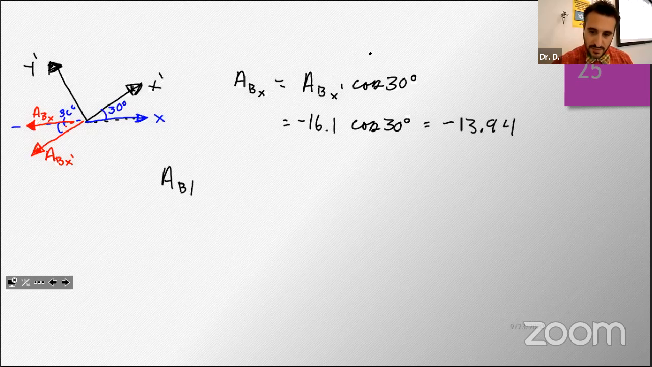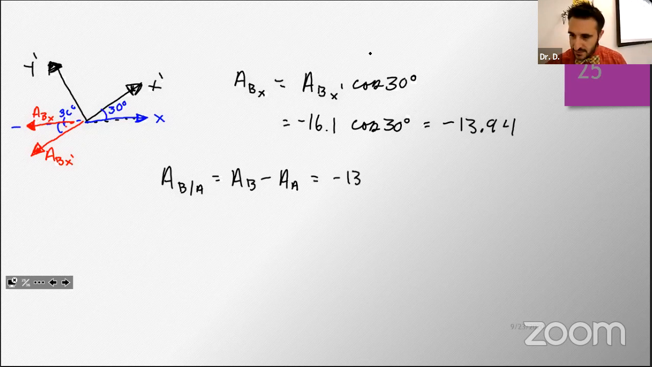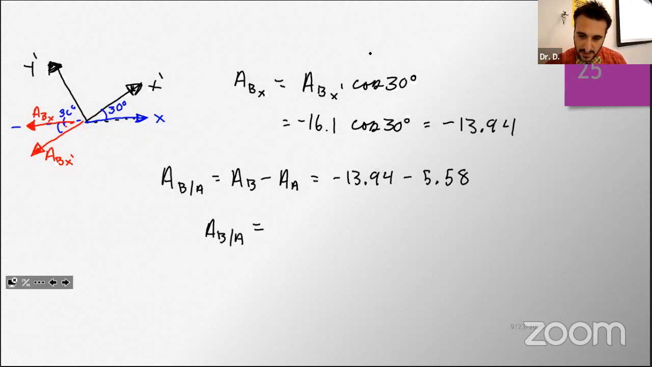So A sub B with respect to A, as we wrote before, is A_B minus A_A, right? Which is negative 13.94 minus 5.58, because I solved for this earlier. Solved for both of those. So A sub B with respect to A is negative 19.52 feet per second squared.